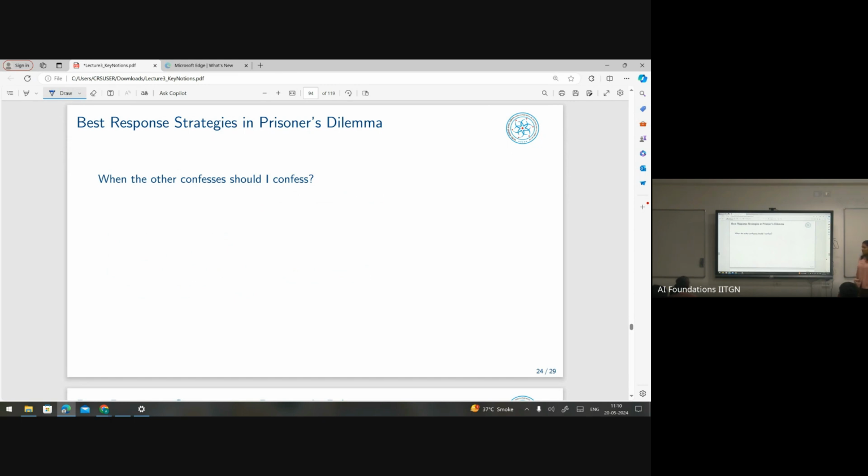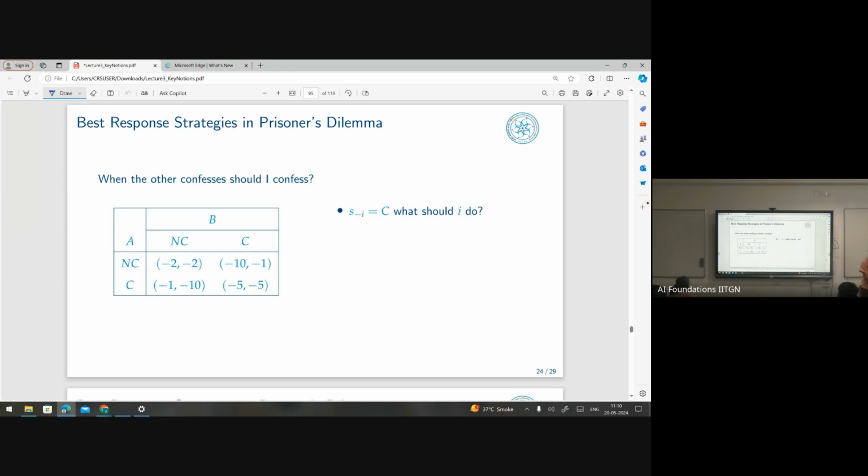So now let's try to understand what is a best response strategy in a prisoner's dilemma. So when the other person confesses, what should I do? If I look at this particular matrix, what I have fixed here is that the other confesses. When I say the other, I mean s_-i. Now s_-i confesses, so I have put C over there. I have fixed the strategy of the other agent. Now the other agent could change depending on who I am, so we'll have to argue for both.